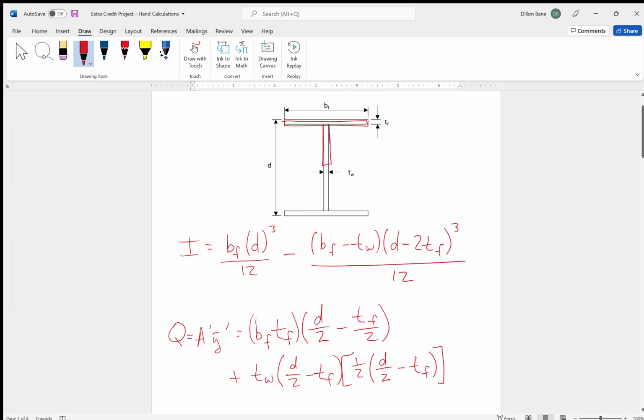For beams 2 and 3, you will need to do these same procedures, except you'll need to figure out what I and Q are for the pipe and for the channel. So we're working through beam number 1 together. This is what you need to know for beam number 1.